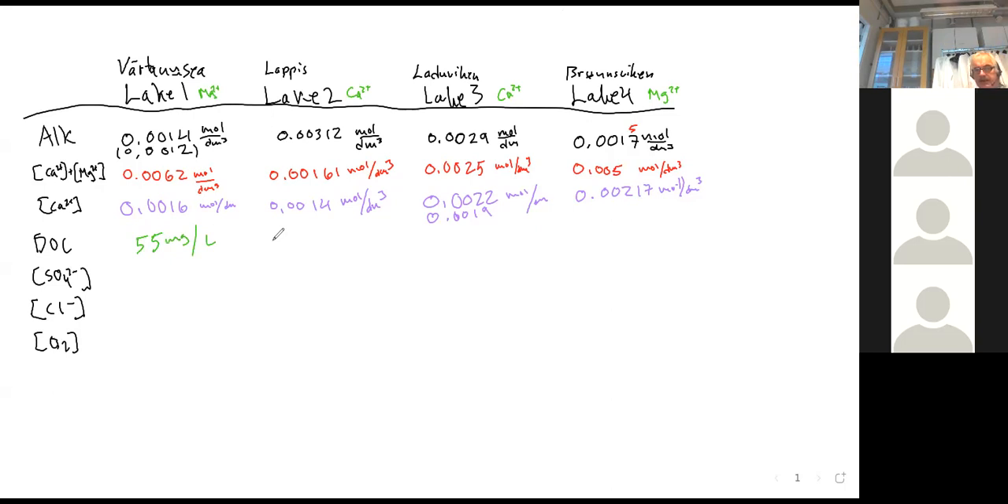Anyone else that did this analysis on the other lakes? Yes, I got Lake 3. Yeah. 2.28 milligrams per liter. Okay.